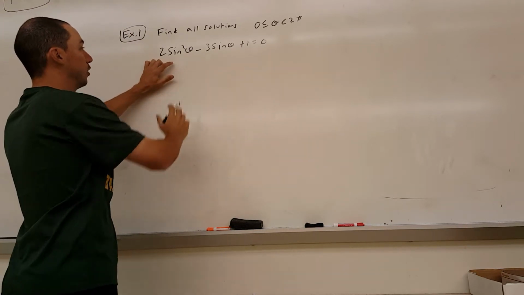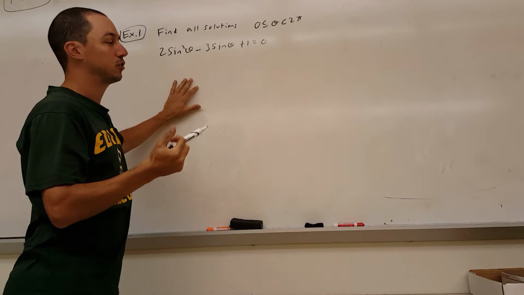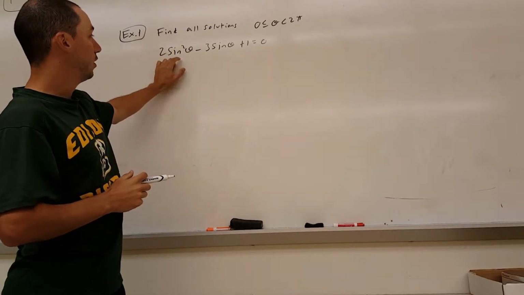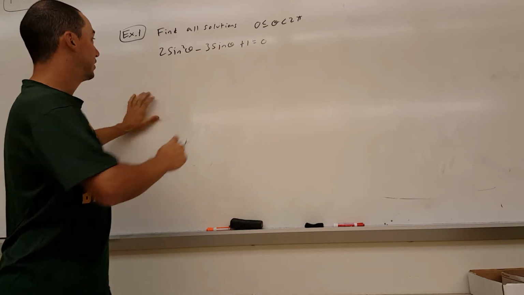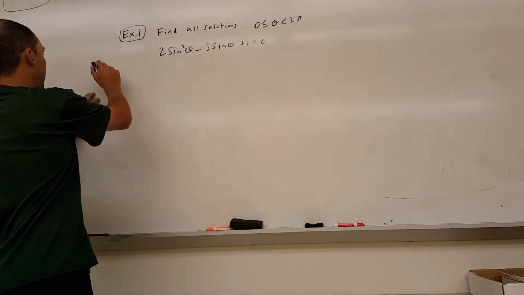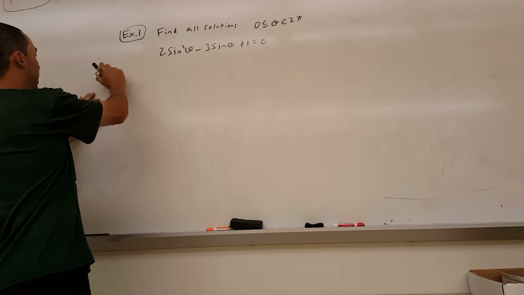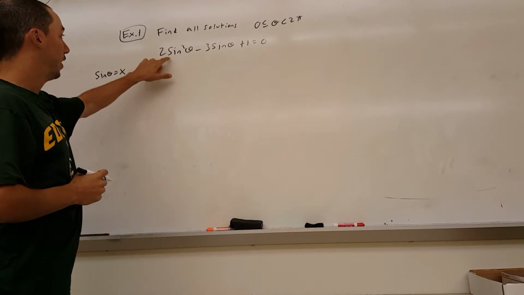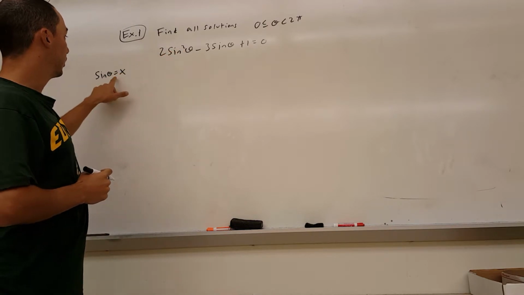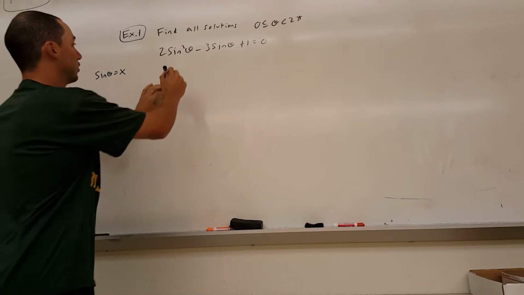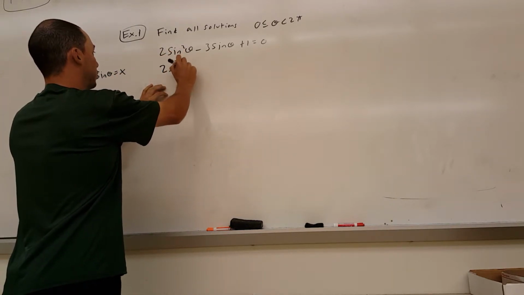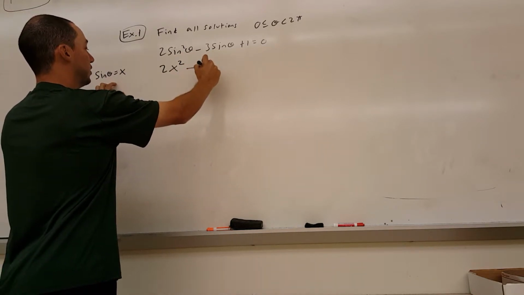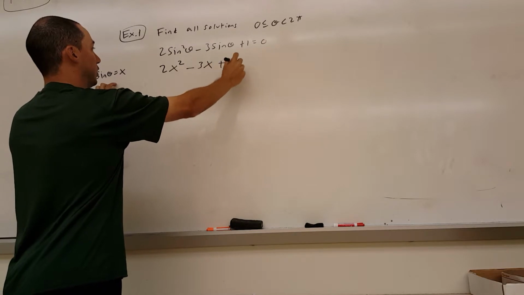All right, so let's get to work here. You better recognize structure in math. You need to recognize that we have a variable squared and a variable to the first power. Let's say I made a substitution here. I said sine of theta equals x. So now I have sine squared. If sine of theta equals x, then sine squared is x squared. I have 2x squared minus 3x plus 1 equals 0.